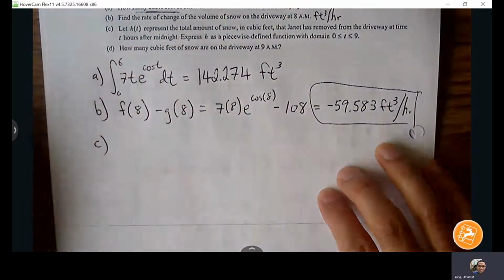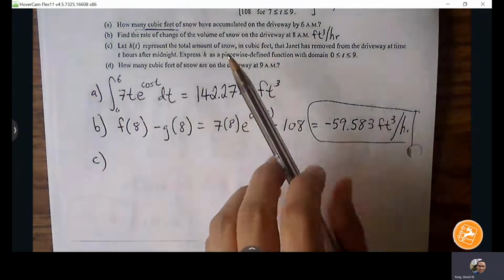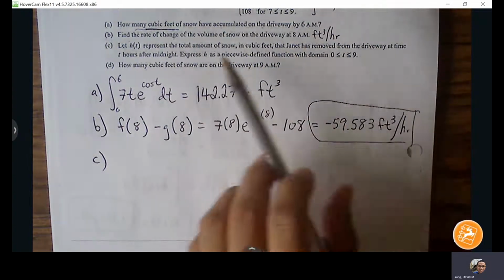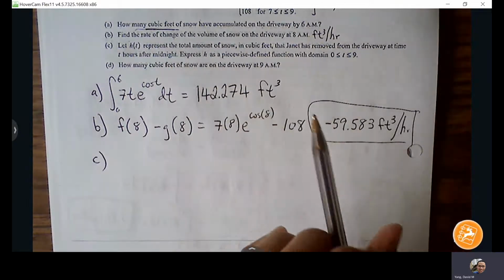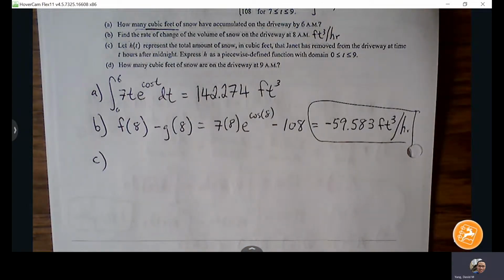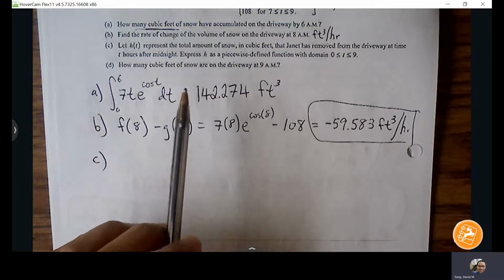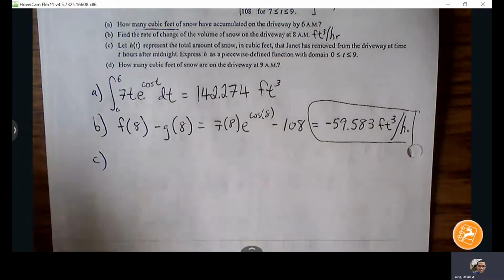Okay, part C. Okay, let H of T represent the total amount of snow in cubic feet that Janet has removed from the driveway at time T after midnight. So here we're just looking at how much Janet has removed. We're not looking at how much snow is falling at that moment. We'll deal with that later. H of T is just focused on the progress that she's made, or how much she's able to remove. We don't care about how much is on the ground.